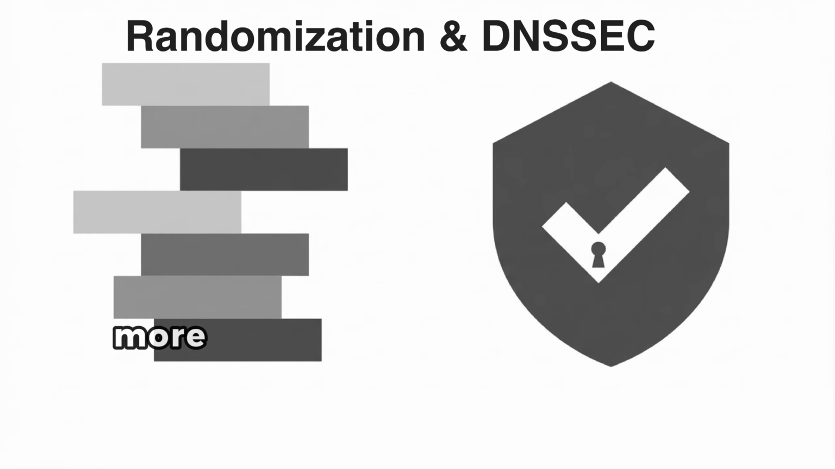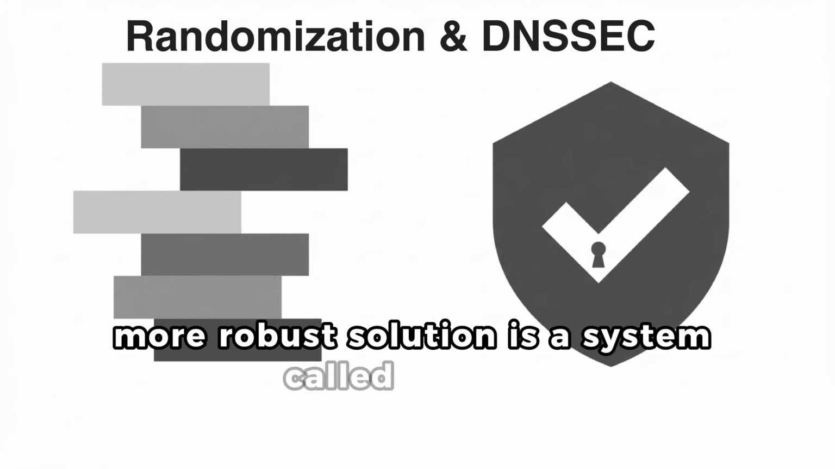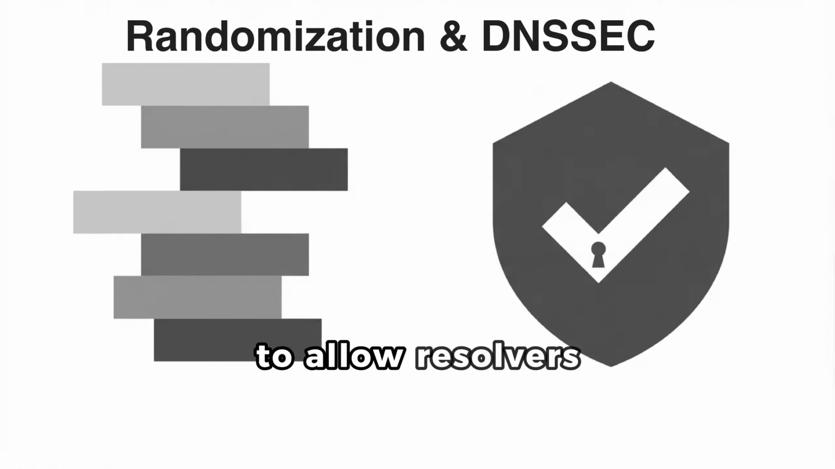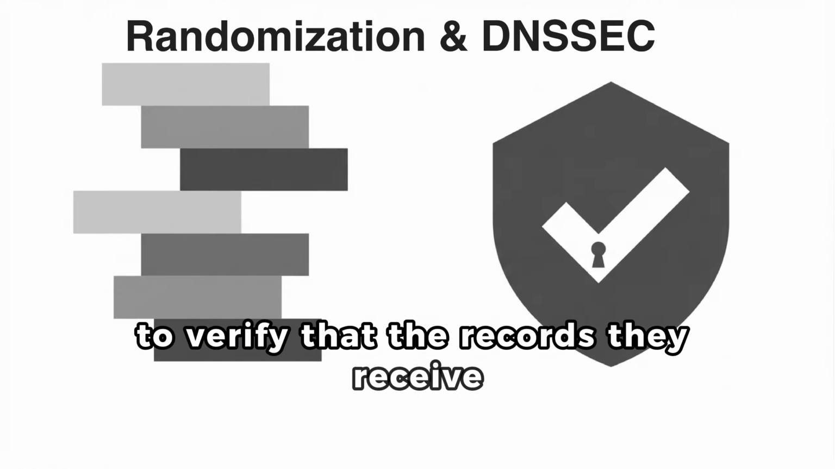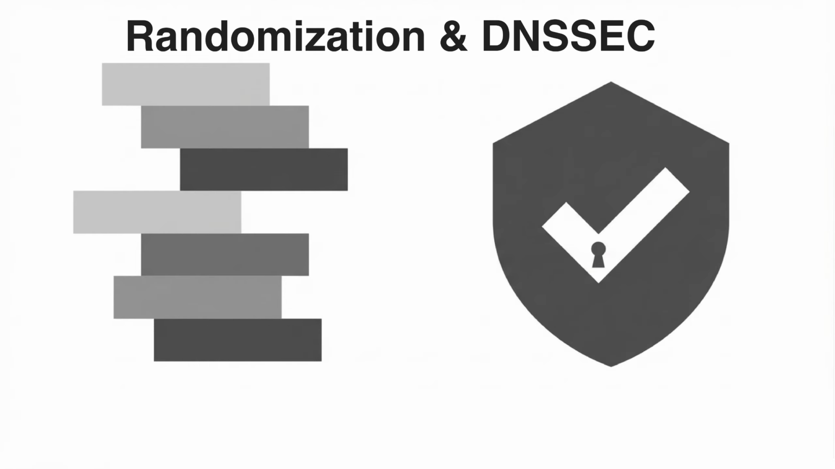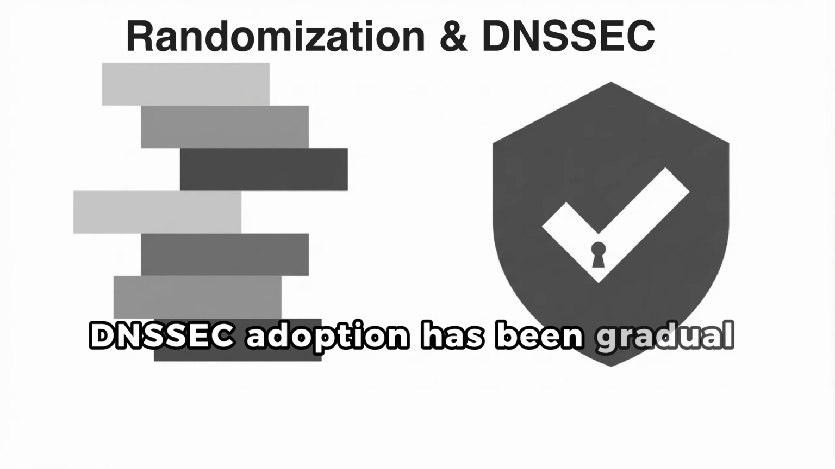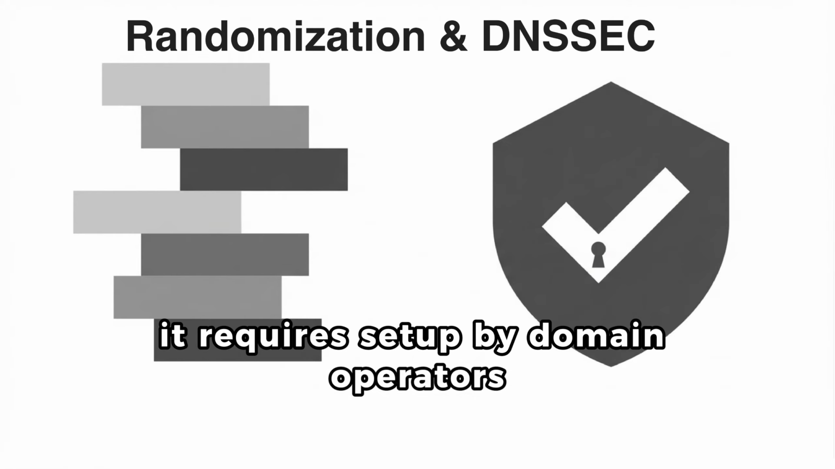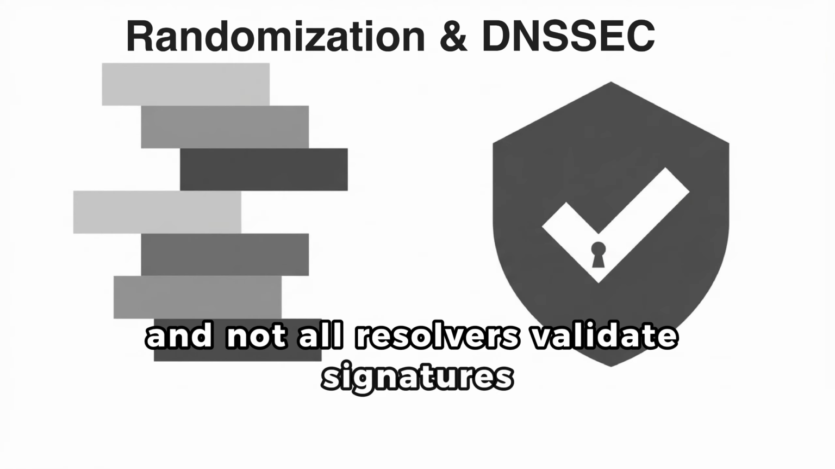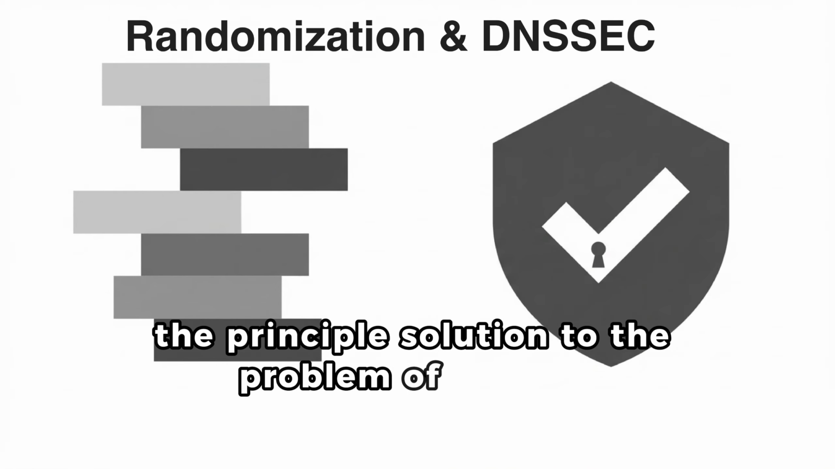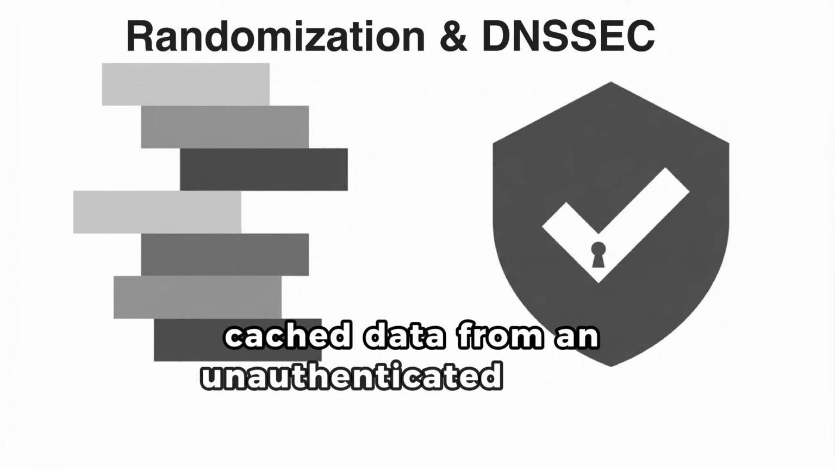But the deeper, more robust solution is a system called DNSSEC, DNS Security Extensions, which uses cryptographic signatures to allow resolvers to verify that the records they receive are genuinely from the authoritative source and haven't been tampered with. DNSSEC adoption has been gradual and incomplete. It requires setup by domain operators, and not all resolvers validate signatures even when they're present. But it represents the principled solution to the problem of trusting cached data from an unauthenticated source.